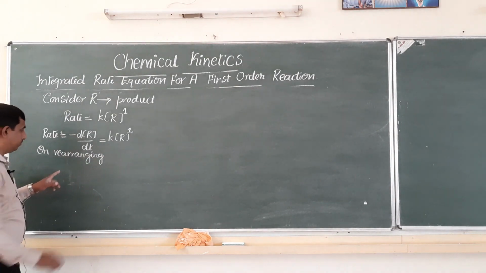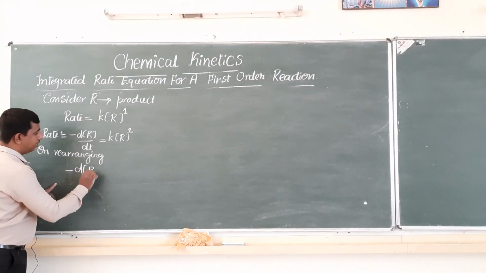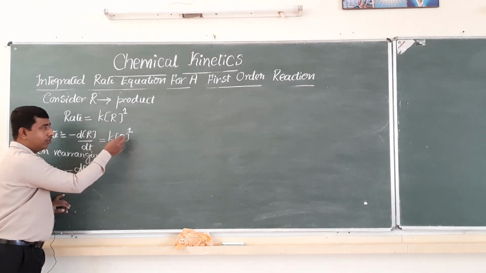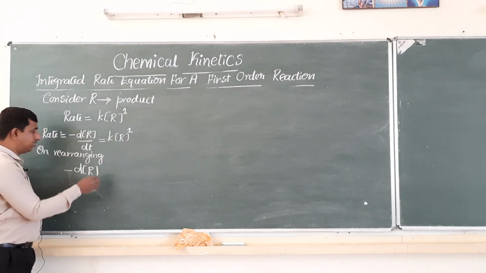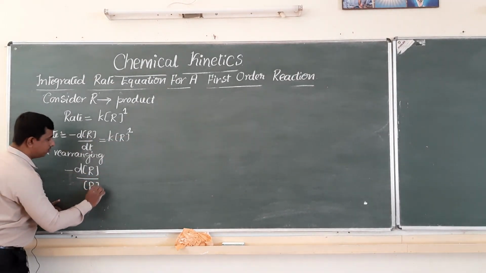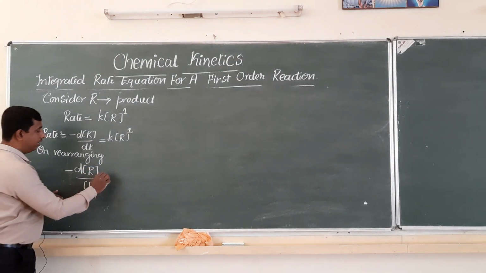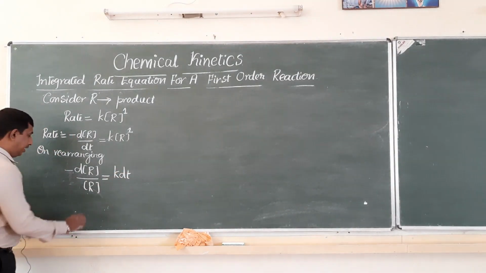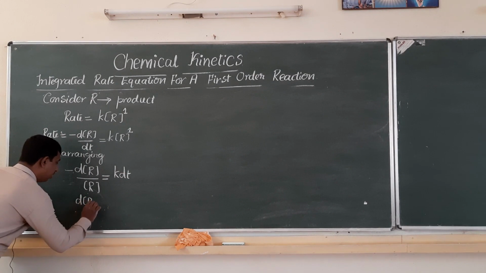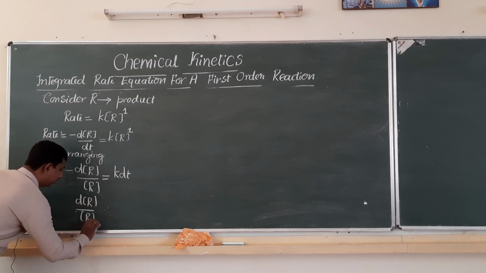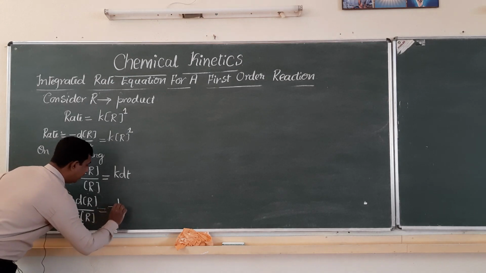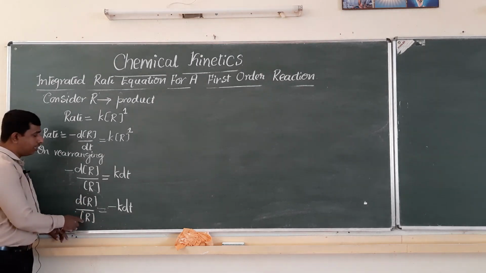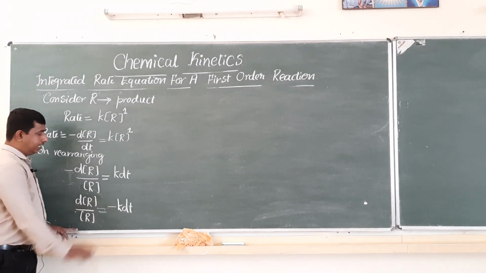I will rearrange the terms. What can I write? Minus dR. I will bring this R to the left hand side. It is K into R. When I bring this R to the left hand side, it becomes divided by R. Correct? So minus dR by R is equal to, cross multiply, K into dt. Or dR by R is equal to minus K into dt.